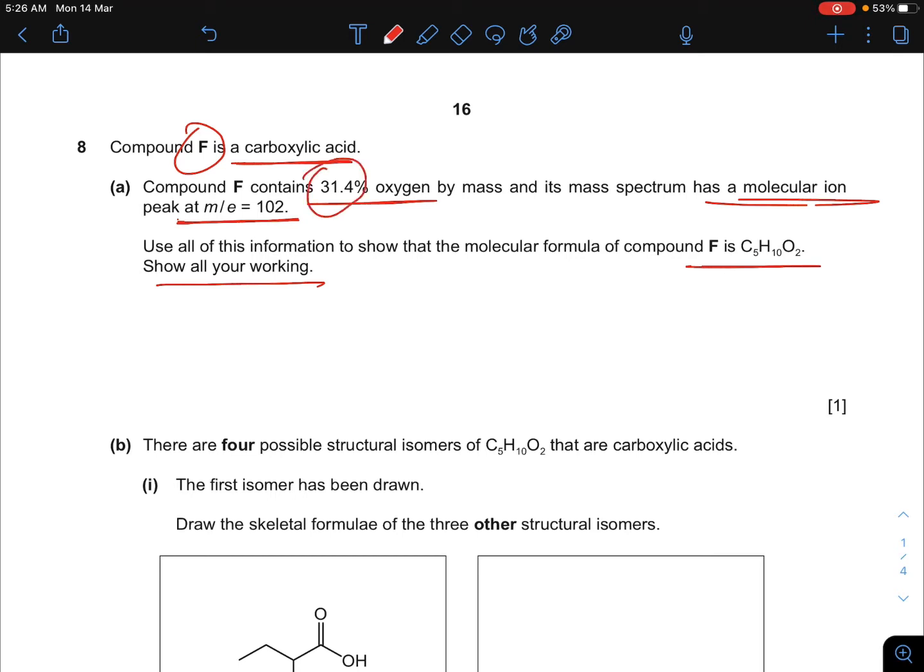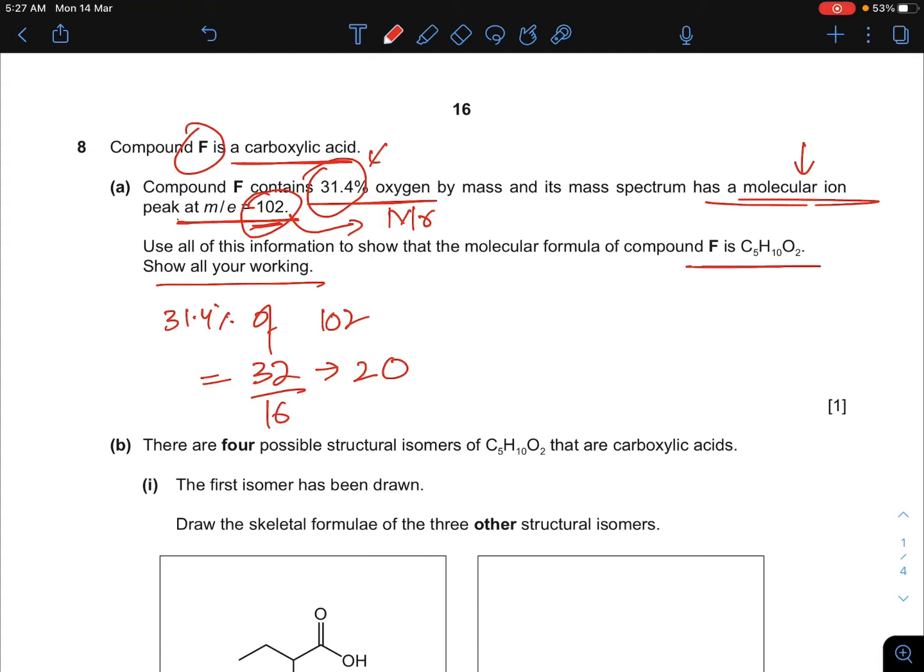The percentage of oxygen is given and the molecular mass, because this is the molecular ion peak. So this is the Mr of the molecule. If we calculate 31.4% of 102, we get the mass of oxygen present in this compound. 31.4% of 102 is around 32. So that means it has 2 oxygen atoms, because the atomic mass of oxygen is 16.